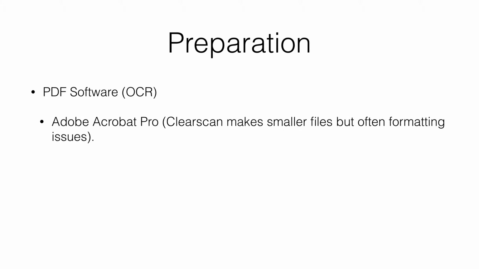For instance, I use Adobe Acrobat Pro, and there are two types of recognition of text in it. The one that is most often used is called ClearScan, and it makes smaller files, but often it creates formatting issues. And I will show you a file that I scanned just earlier and show you the difference in it.